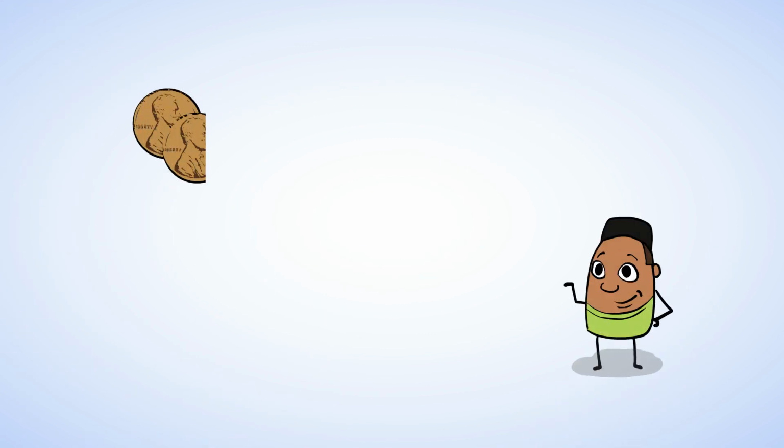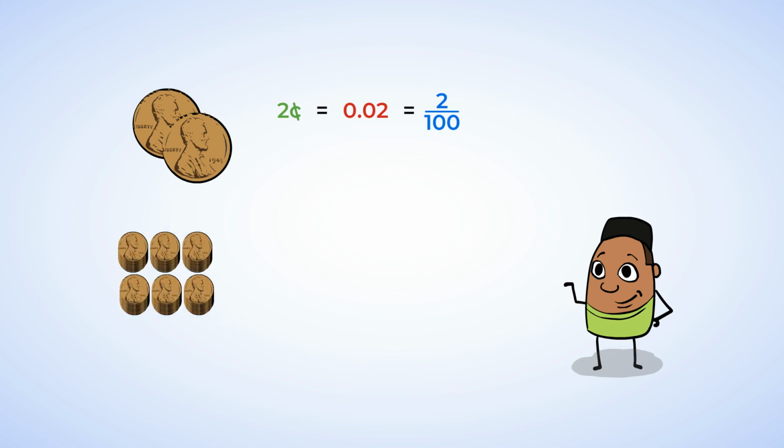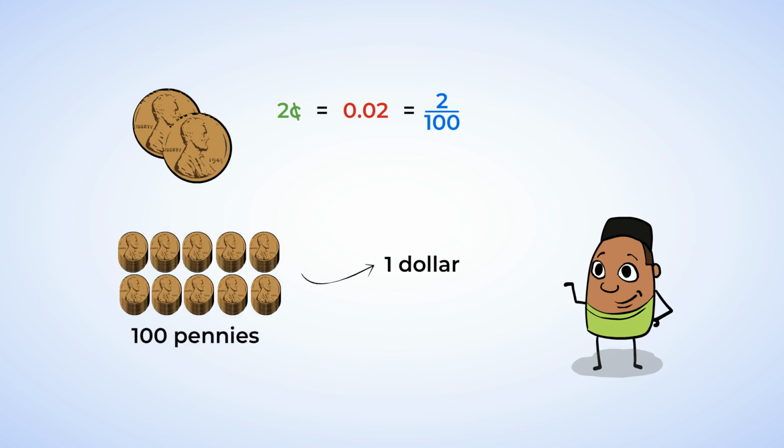And 2 pennies, or 2 cents, can be written as a decimal, 0.02. We can also read this decimal as 2 hundredths. 100 pennies makes a dollar, so 2 pennies is 2 hundredths of a dollar. How neat! The same thing happened. The decimal and the fraction are read the same way.